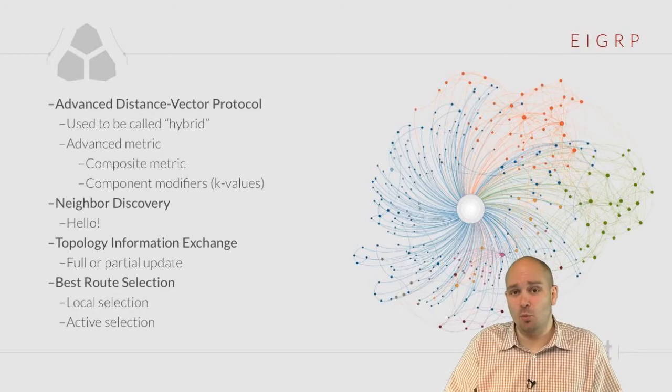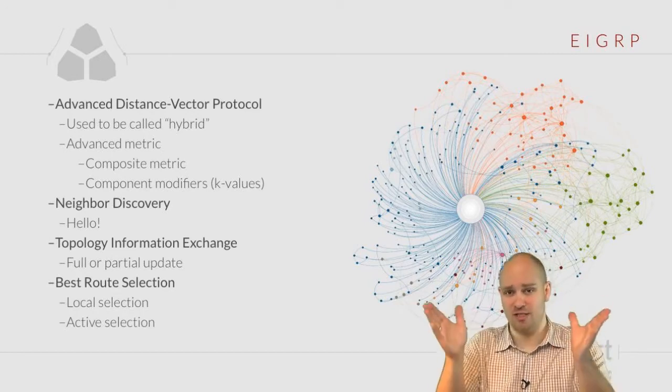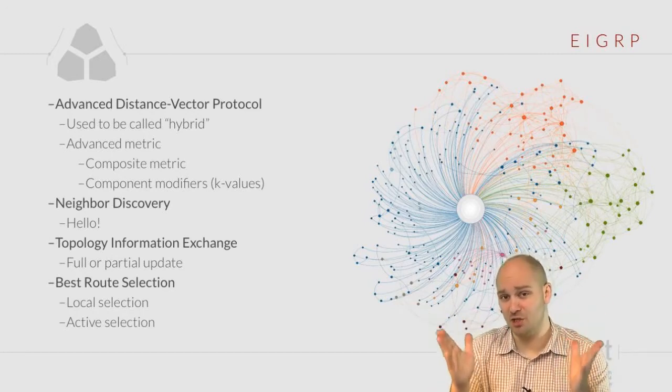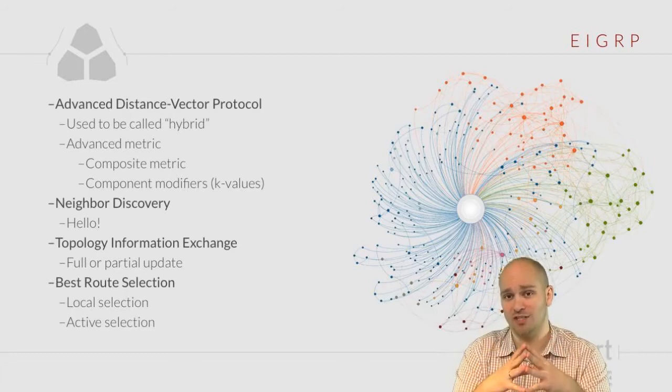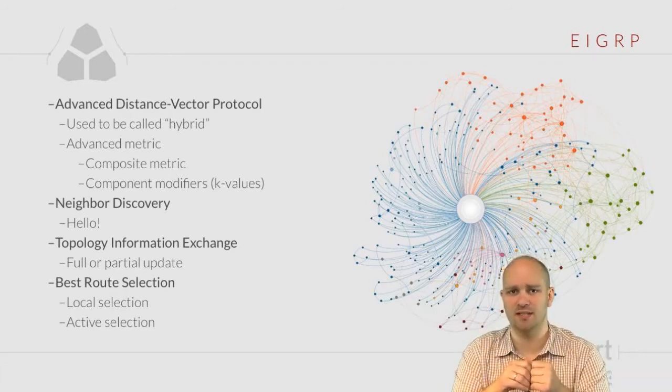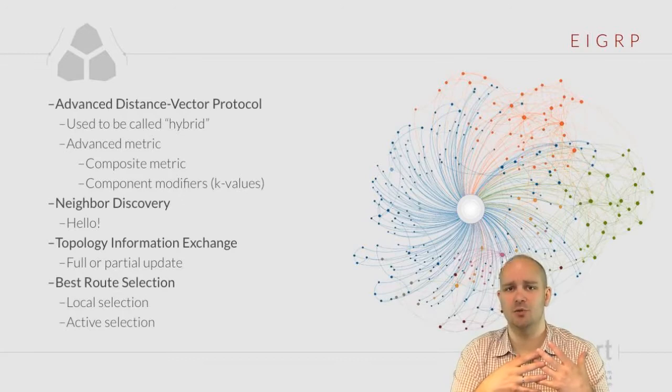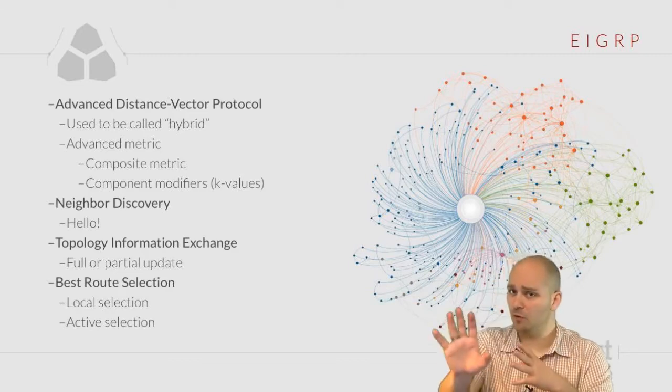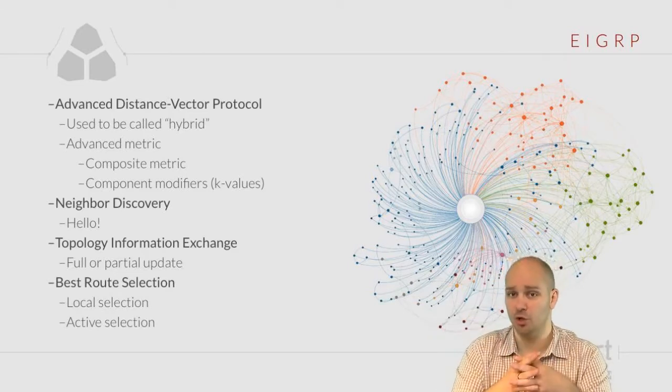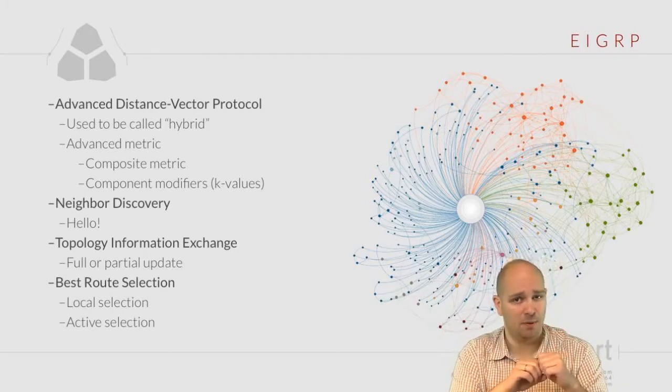With EIGRP, we have really two branches of decision-making process when we are selecting the best route. One is the local decision. Can we immediately use this route? Is this the best route we can use? Or if we have multiple alternate routes, maybe we need to speak to our neighbors first before we can use a certain route. I'll explain this in greater detail a little bit later on.